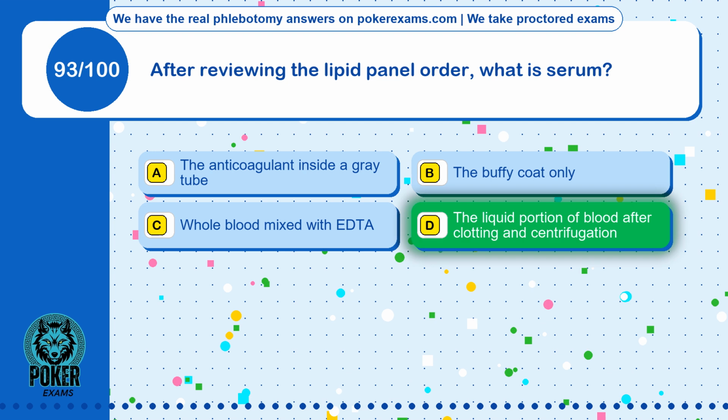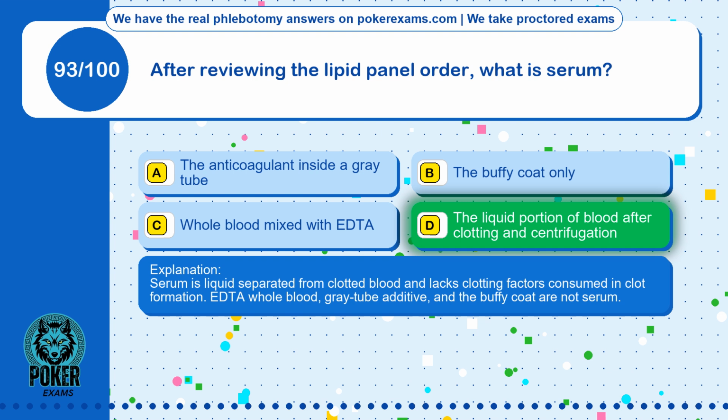The correct answer is option D. The liquid portion of blood after clotting and centrifugation. Serum is liquid separated from clotted blood and lacks clotting factors consumed in clot formation. EDTA whole blood, gray tube additive, and the buffy coat are not serum.